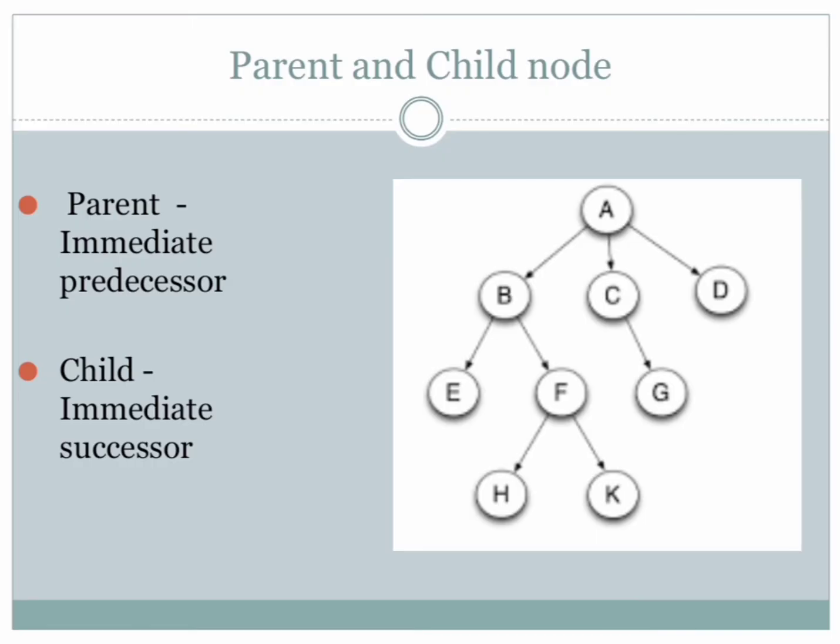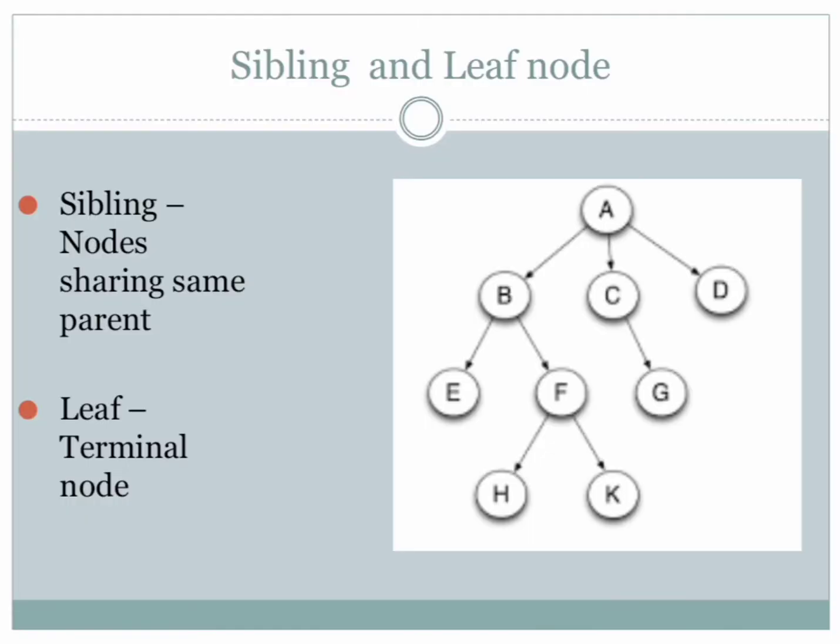Next is the parent and child node. Parent node is the immediate predecessor of any node, that is, which occurs previous. In the diagram given below, B is the parent of E and F. A acts as a parent for B, C and D. Likewise, child node is the immediate successor of any node. It occurs next to the node. So here in the diagram, B, C and D are child nodes of node A. E and F are child nodes of B. It goes on like this.